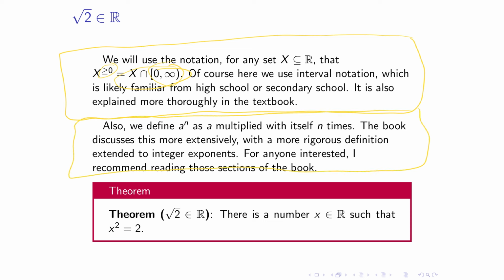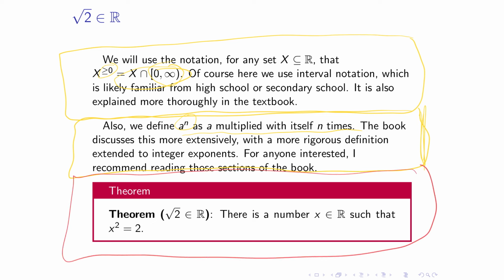let's just briefly talk about this superscript notation that we are all familiar with. So certainly we understand that when this is a natural number, it means a multiplied with itself n times. Again, the book discusses this thoroughly and rigorously, and so I will just direct you to that if you're interested in it. But I will now proceed to the theorem, which is the claim that there is the number square root 2 in the real numbers. That is to say, the real numbers contain some number which satisfies this equation. So we're about to prove that theorem.